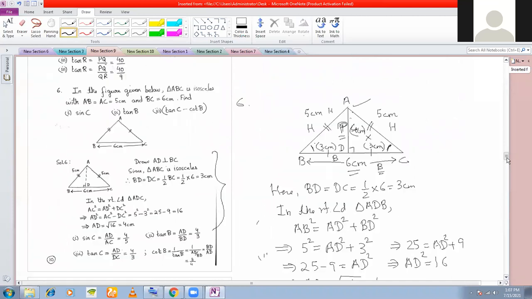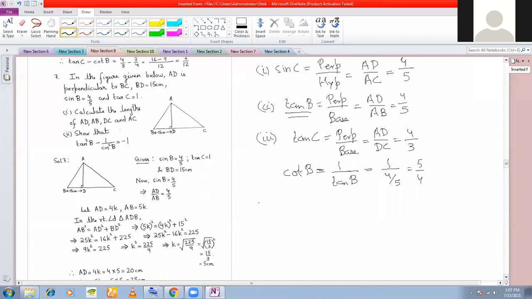So therefore, what do you get? Tan C minus cot B. Therefore, tan C minus cot B is equal to 4 by 3 minus 5 by 4. Take the LCM. 16 minus 15. 1 by 12. And that's your answer.